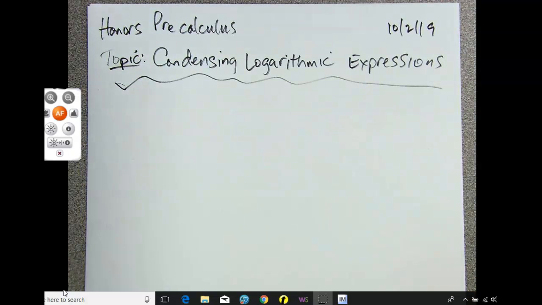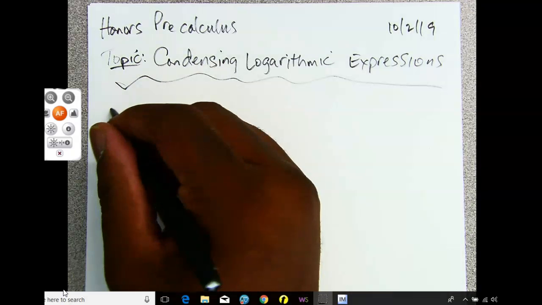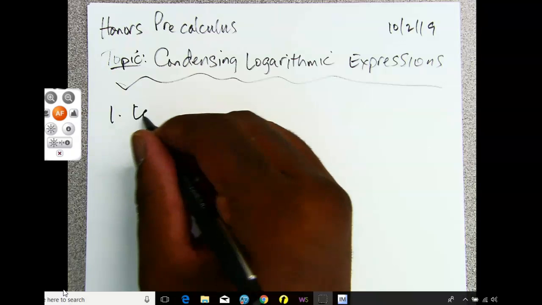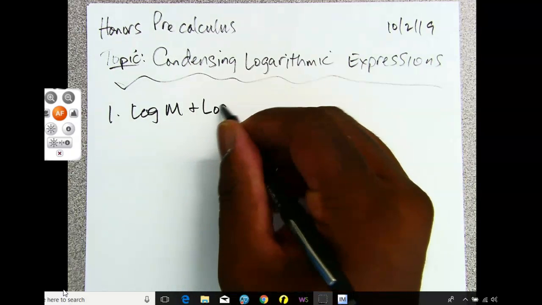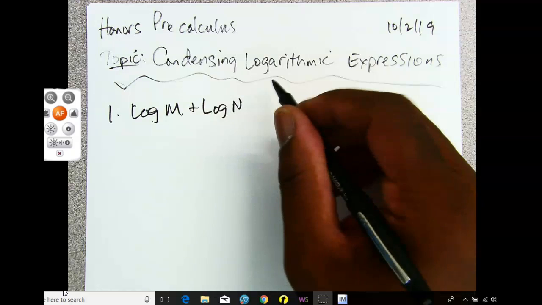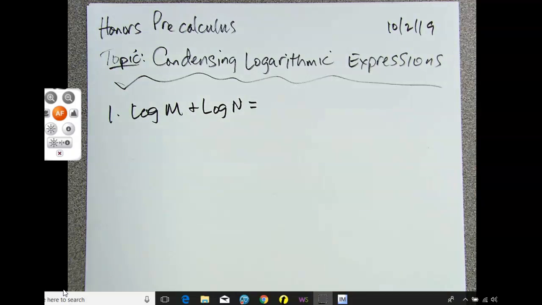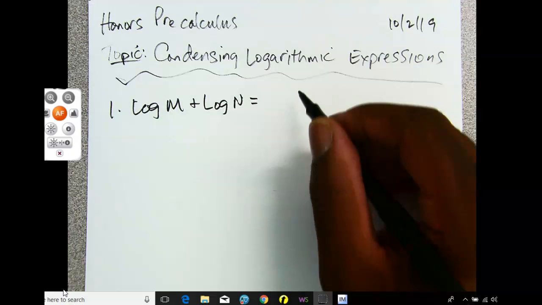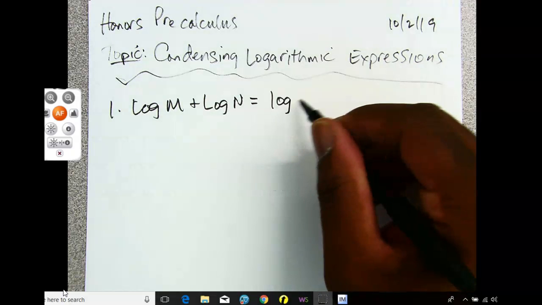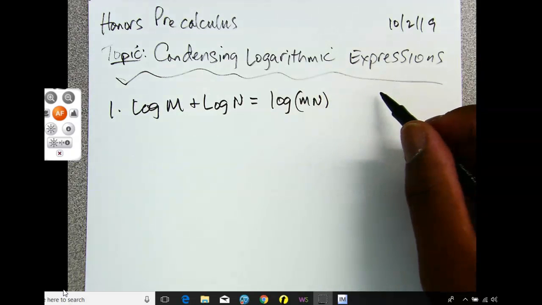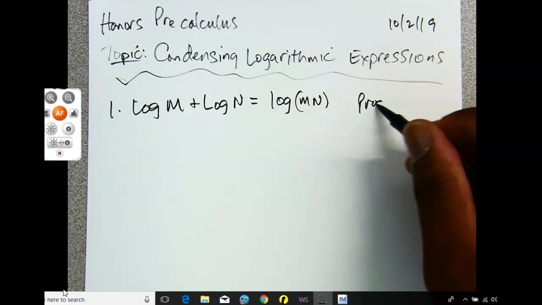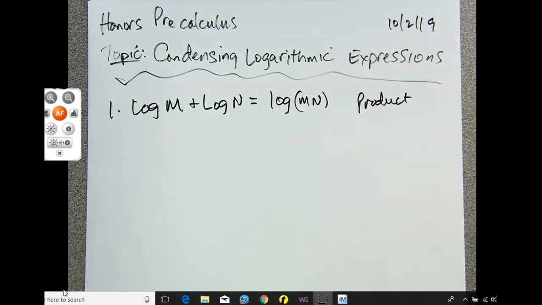All right, so here's what we know. Log of m plus log of n is equal to what? Log of m times n. And which property is that? Product.